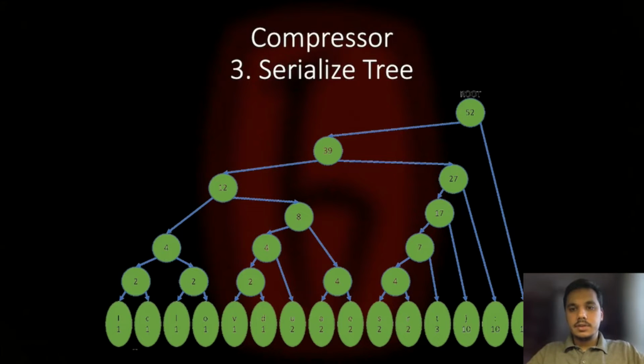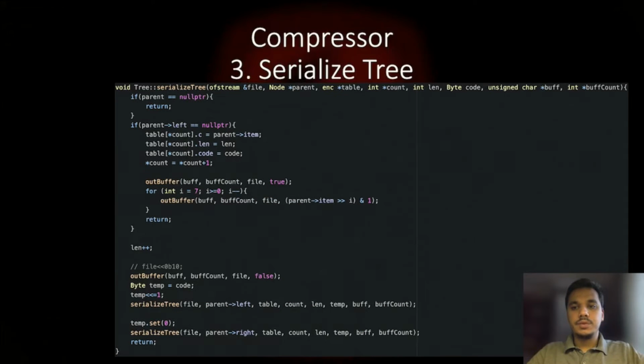The next step is serializing the tree. The program saves the tree into the output file for the receiver side to decode the message. This part is handled by a recursive function. The function puts a 0 bit for each left from the parent node until it reaches a leaf node. It writes 1 to report that it reached a leaf and puts the ASCII character of the leaf node. Then it calls the function for the right side of the parent node.